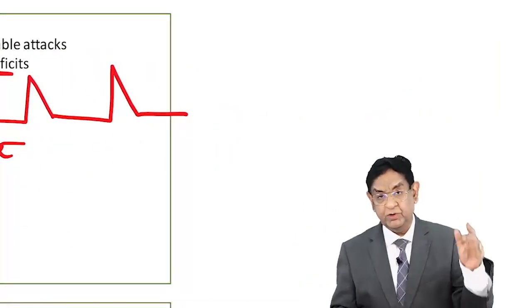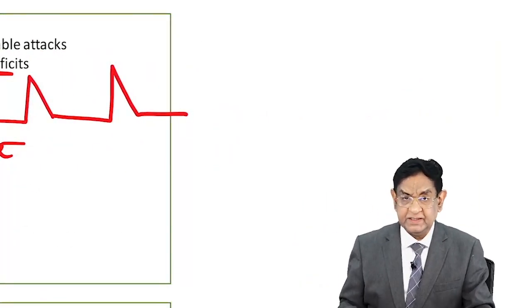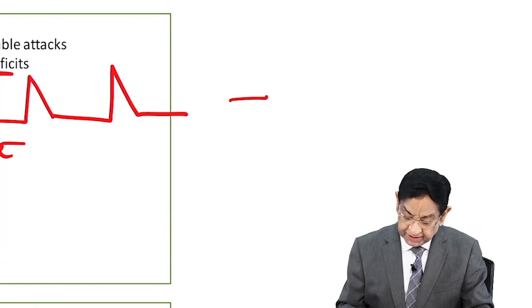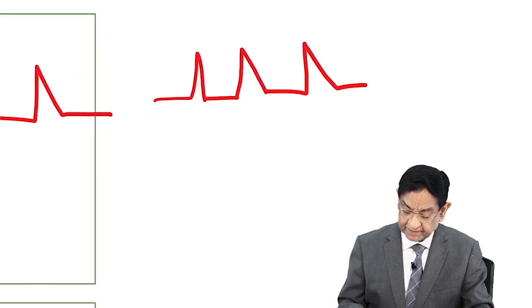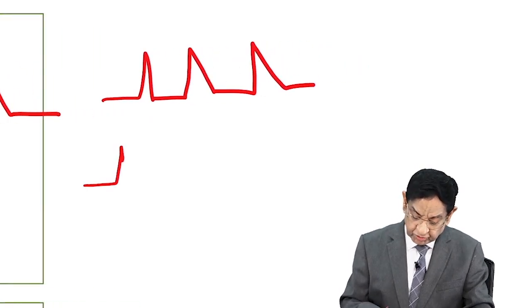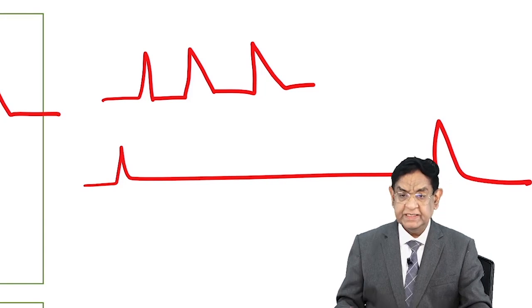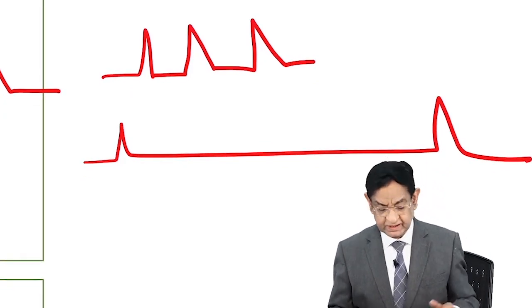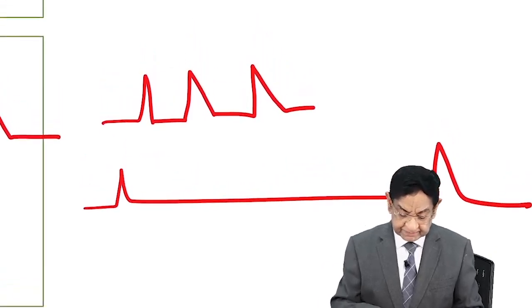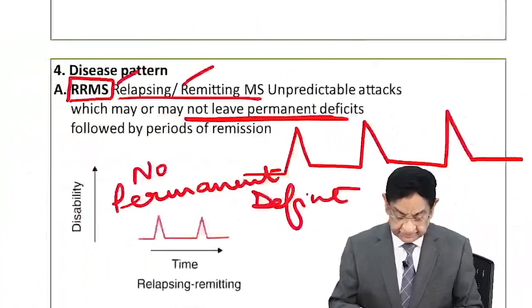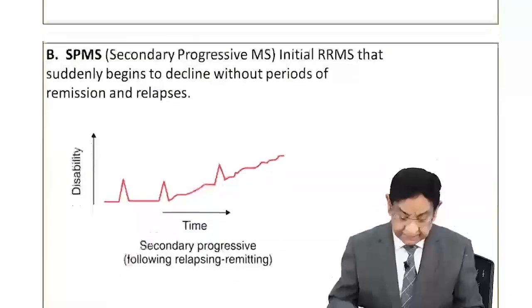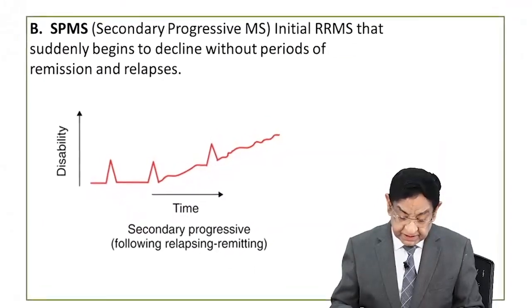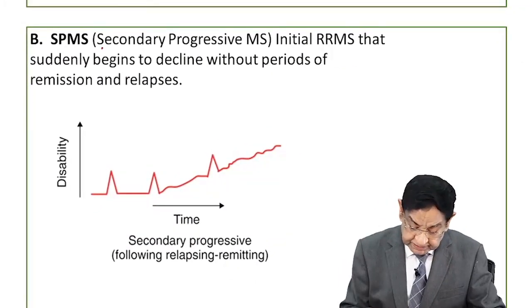In fact, what I told you, when we use the disease modifying agent, what we want, we know an attack will happen. This is what can normally happen. But our aim is we want to convert it into this. That is the idea of giving a disease modifying agent. Anyway, the course of disease is relapse remitting. Fair enough.